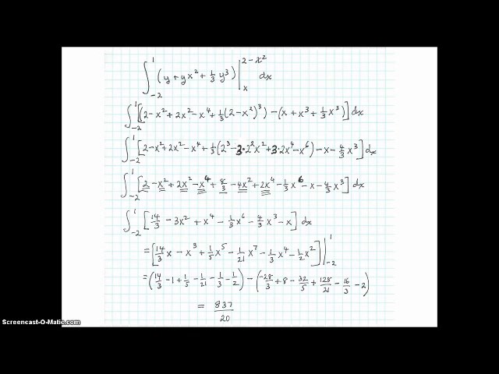And here we have the steps written out for you. You can pause the video and study this if you wish, or just move on. The answer is 837/20ths.